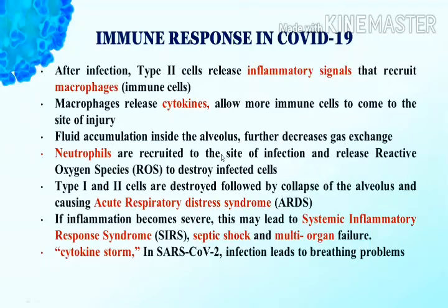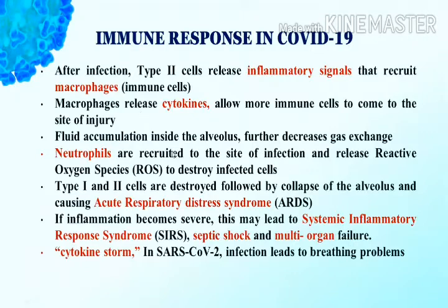Those inflammatory signals will further recruit the macrophages. They will release their cytokines. Subsequently, neutrophils will also be recruited at the site of infection. Those neutrophils are supposed to release ROS, reactive oxygen species, to destroy the infected cells. Type 1 cells and type 2 cells, both present in the alveoli of our lung, are destroyed, followed by collapse of the alveolus. When there is a collapse of the alveolus, that means surfactants are lost, the boundaries are breached, and then there is a liquid accumulation. That liquid accumulation finally leads to acute respiratory distress syndrome.